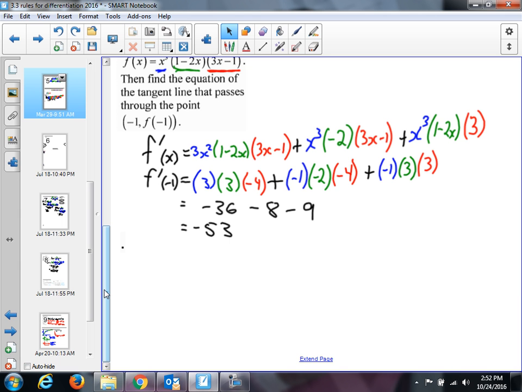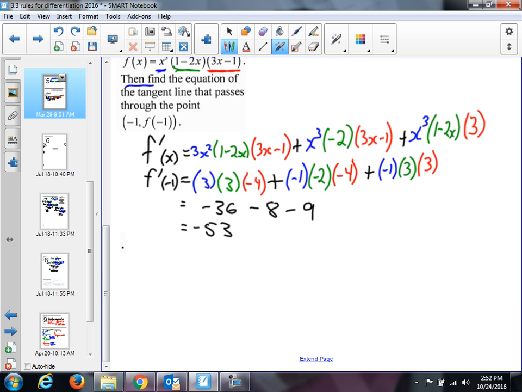Now, sure you have your calculator. You could use it, but get used to doing some arithmetic without your calculator. Then what? That's f prime of negative 1. So that means the slope at negative 1 for the original function is negative 53.